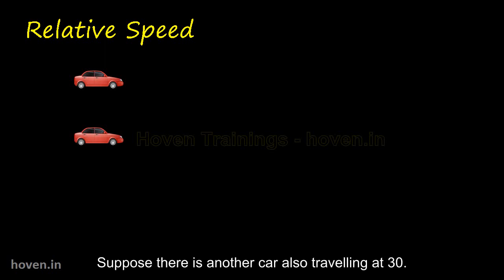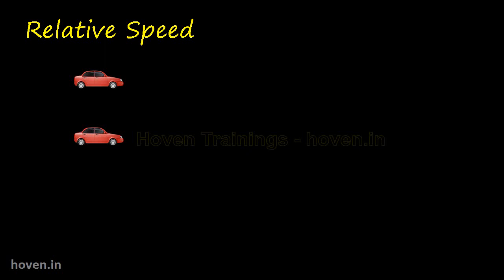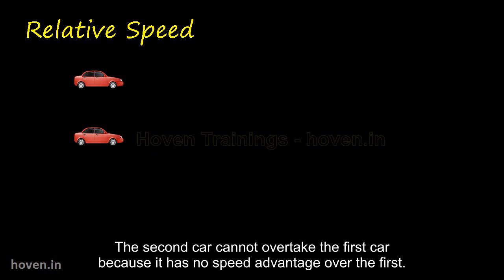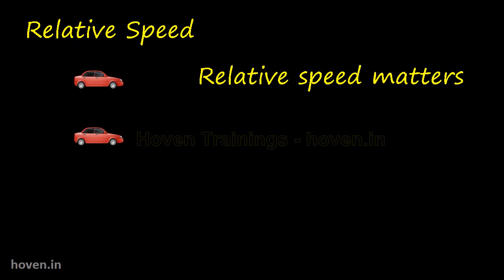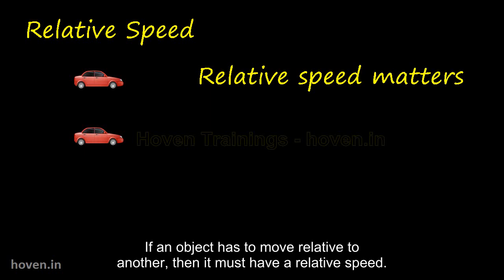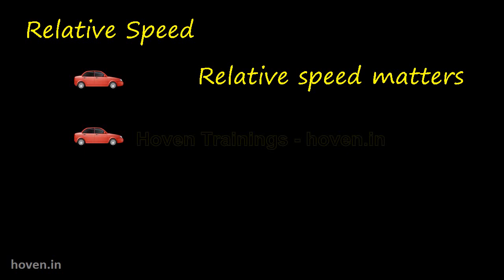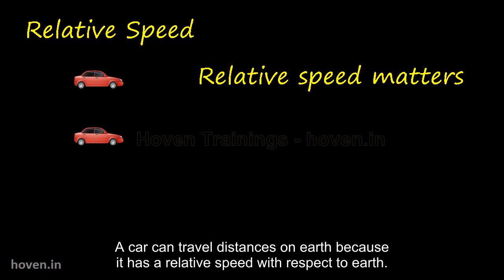Suppose there is another car also traveling at 30. Here also the speed of 30 is relative to the earth. The second car cannot overtake the first car because it has no speed advantage over the first. It is moving at 0 km per hour with respect to the first. If an object has to move relative to another, then it must have a relative speed. A car can travel distances on Earth because it has a relative speed with respect to Earth.